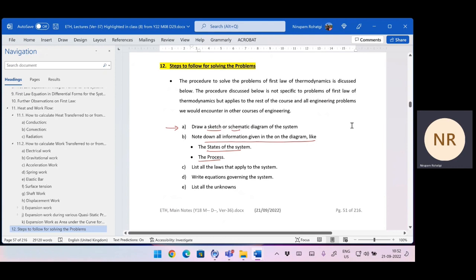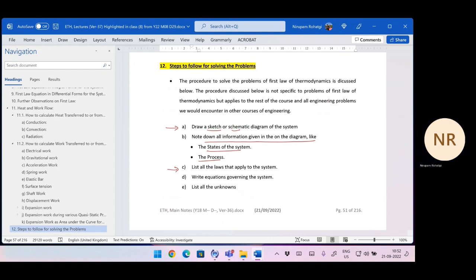Because any mistake at any step will lead to the final answer being wrong. So you have to be very careful when you take down the question on paper, make a diagram, and put all the information correctly. Then you should also see what laws apply to it. You should put down those laws, which are the governing equations.